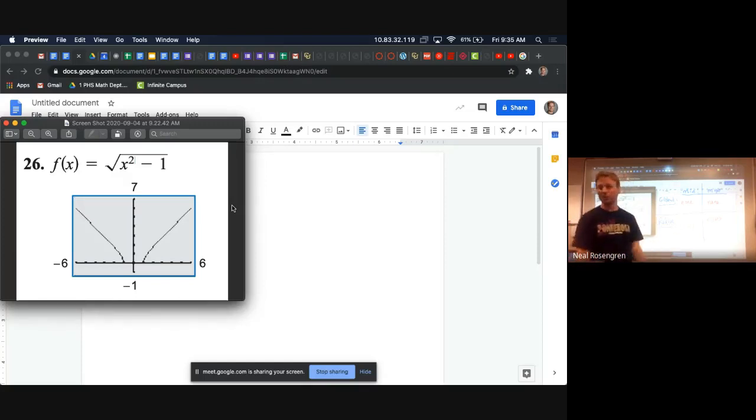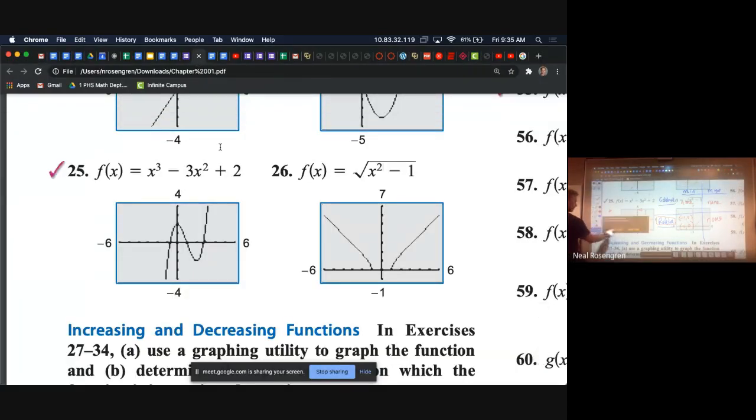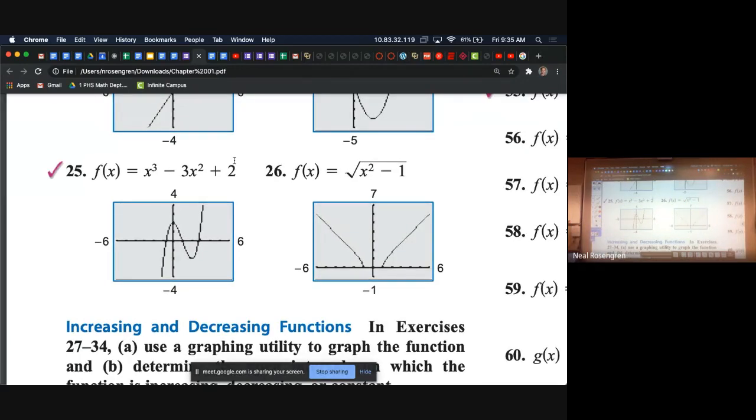Done. Okay, we're good, right? Increasing, decreasing, constant, relative min, relative max. Boom, done. Moving on. Okay, last thing in this chapter. Okay, so I'm going to go back to the textbook for a second. Let me get rid of all this. I'm going to zoom back out so I can find where I want to start.